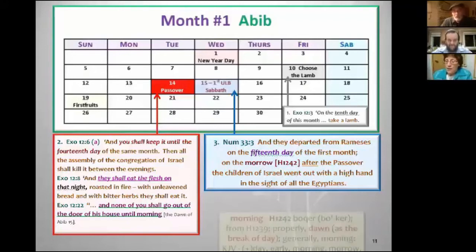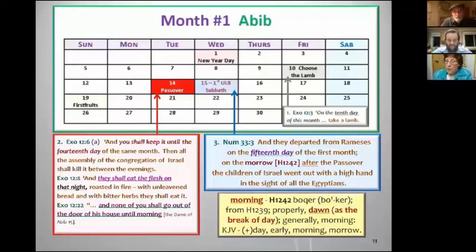Let's just take a look at the definition for morrow or morning. It's 1242, boker. And the very first definition is, properly from 1239, but properly is dawn, as the break of day. I have found that a lot of people don't know that dawn is before sunrise. So that's why this is in here. Where we live, we'll have a dawn twilight for many hours in the summertime before the sun even rises above the horizon. Okay, so we're leaving on the 15th day of the first month.